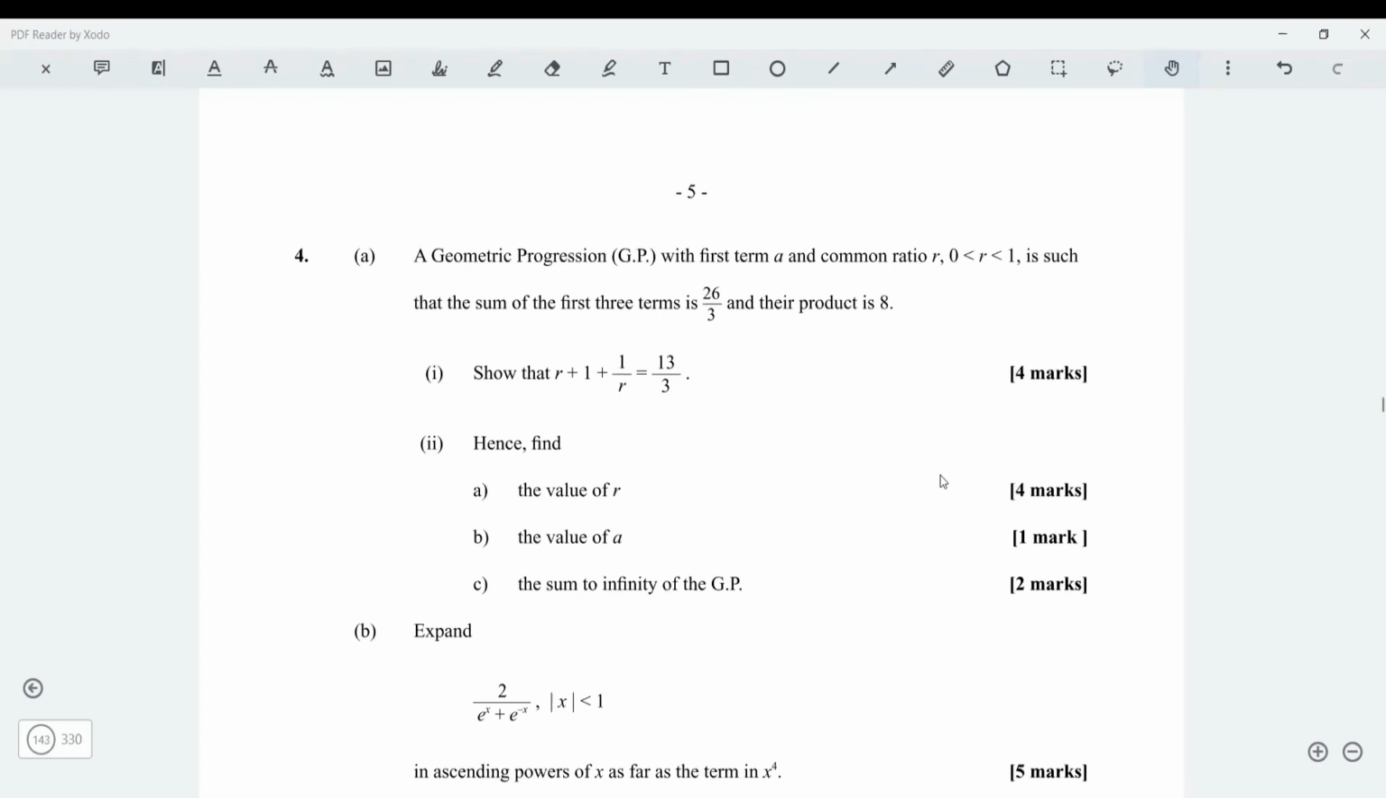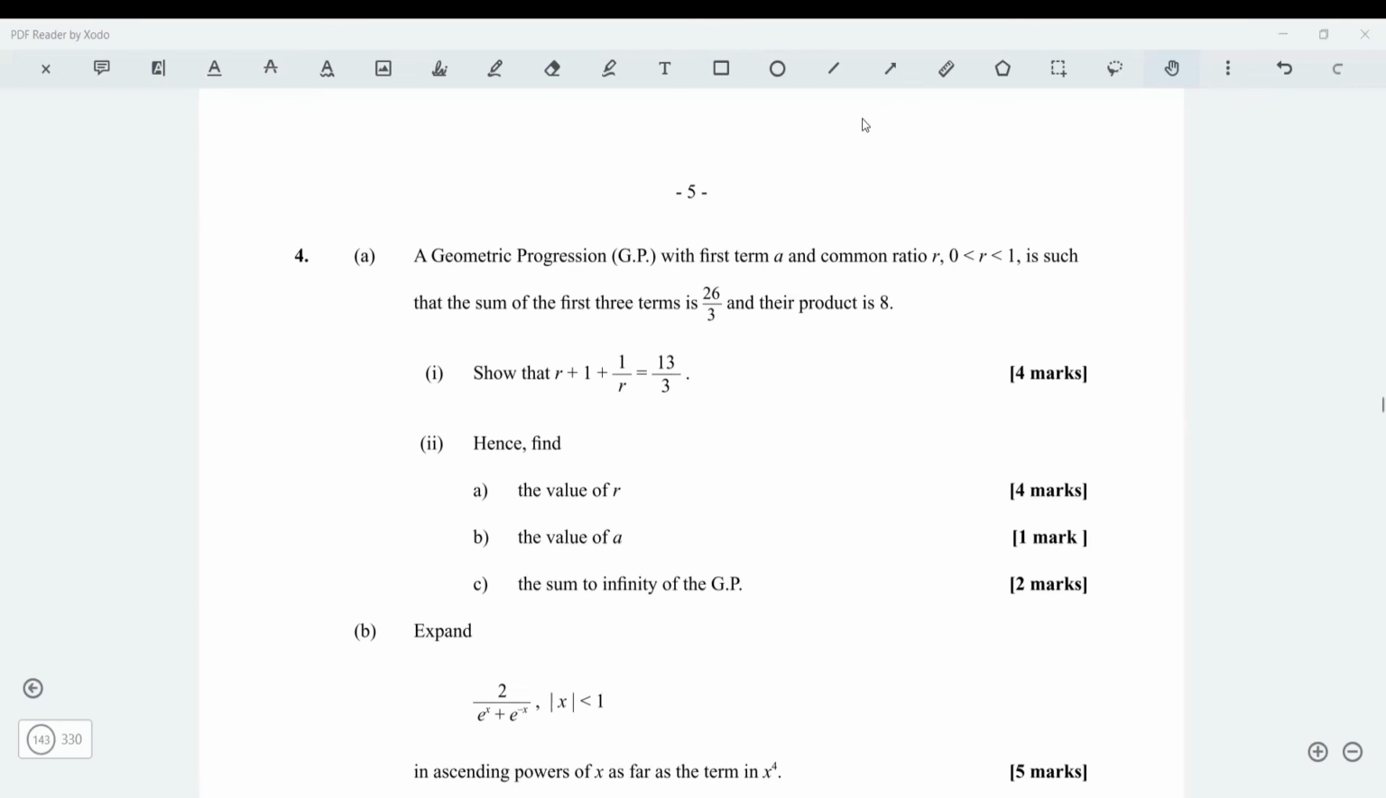Then they give a GP, they're testing everything this year, 2011. So it tells us a geometric progression with first term A and a common ratio R is such that the sum of the first 3 terms is 26 over 3 and their product is 8.